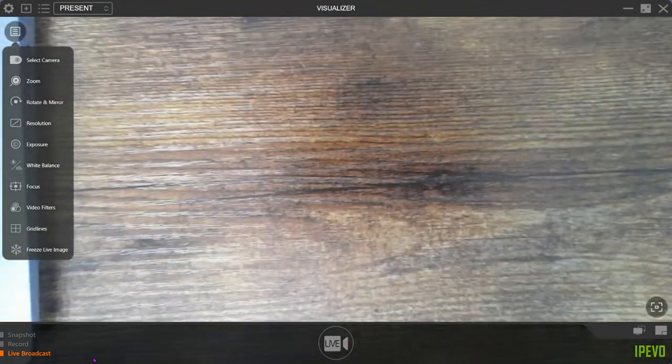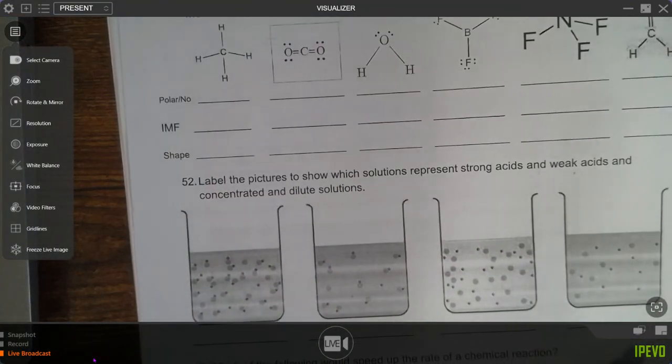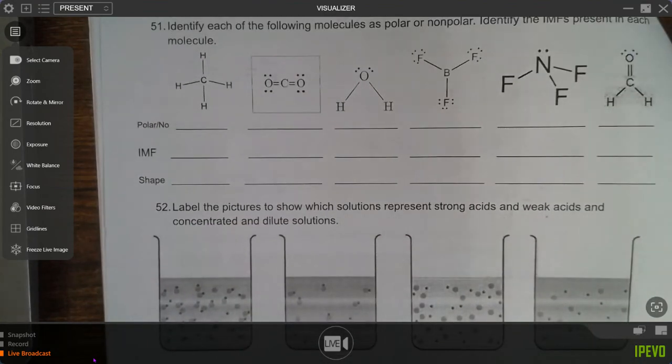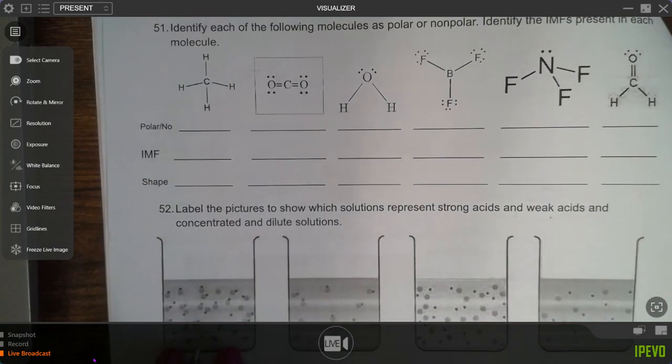Okay, I feel like we saved the easy stuff for the end. We'll see. Oh, maybe I spoke too soon. Maybe not. Let's look. Okay, so these give you Lewis dot structures, and we ask 3 questions. Are they polar or nonpolar? What type of IMFs do they have, intermolecular forces, and what is their shape?